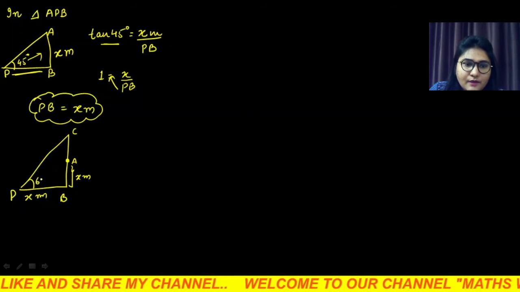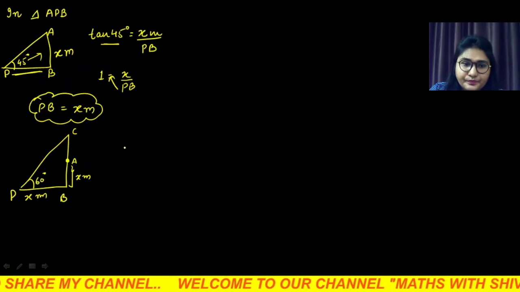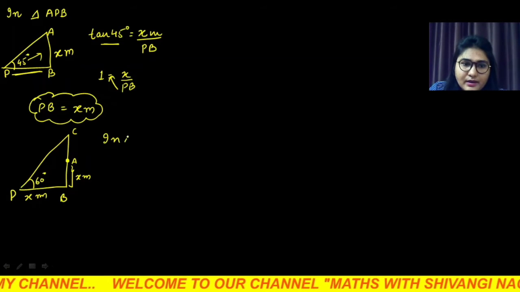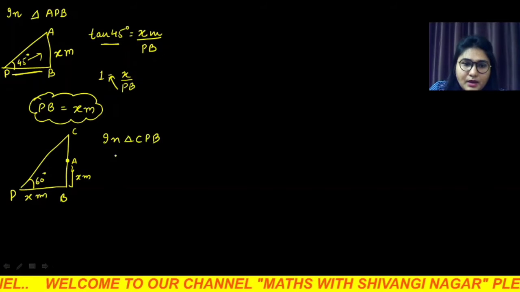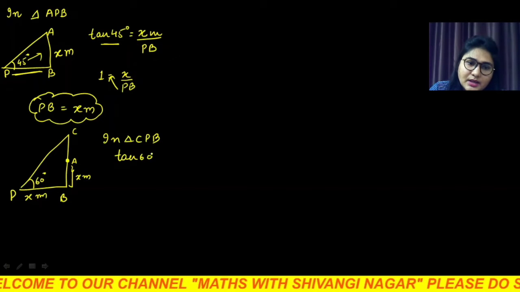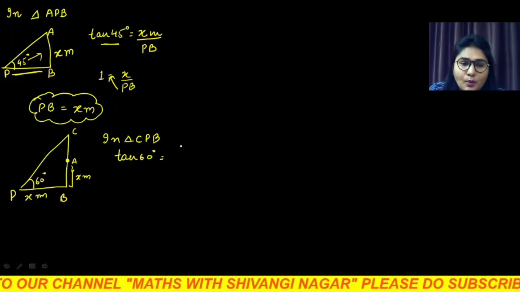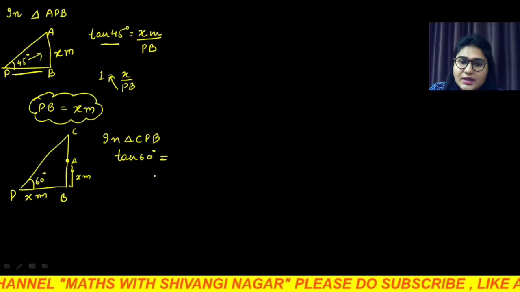Now we will apply the trigonometric ratio in the bigger triangle, that is CPB. Somewhere at this point we have A. This is x meter. This also came out x meter. This angle of elevation is 60 degree. So in triangle CPB, if we apply the tan 60 ratio, what will we get here?